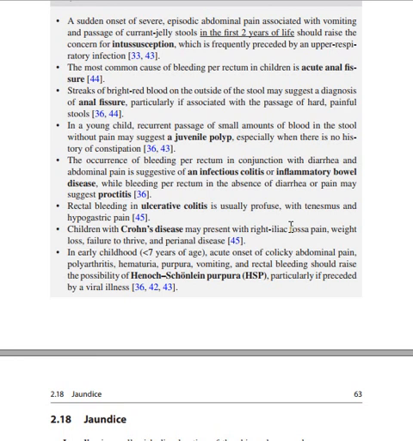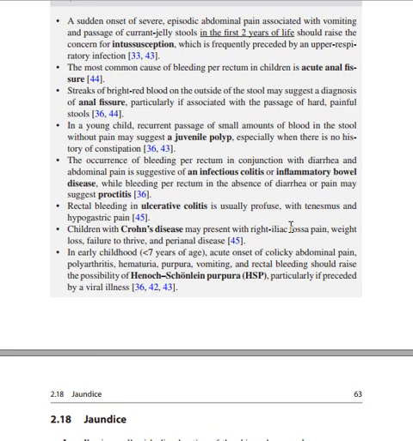Children with Crohn's disease may present with right iliac fossa pain, weight loss and failure to thrive. Crohn's disease gives right iliac fossa pain, while ulcerative colitis is mostly hypogastric pain. You also have arthralgia and anal fissures.